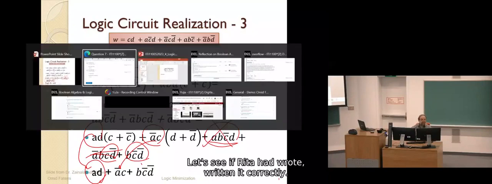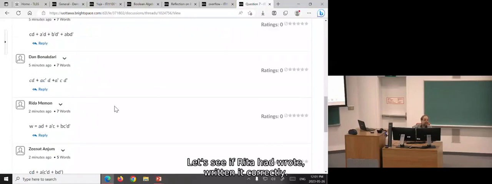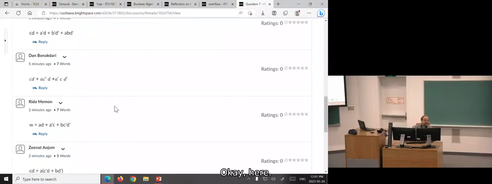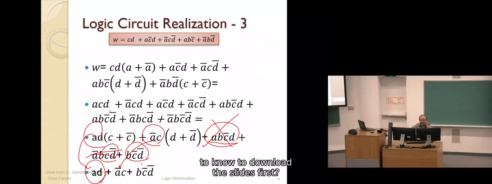Let's see if Rita had written it correctly. Rita, where are you? Okay, here. AD plus A naught C plus BC. Perfect. So how did you do that? Okay, you could do that. Okay, so she was smart to download the slides first.